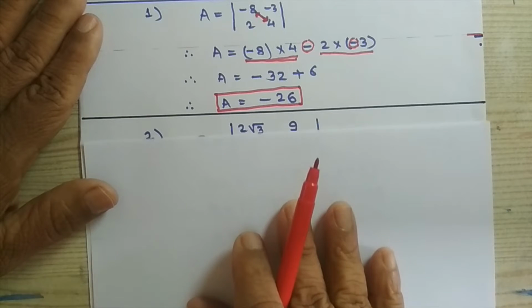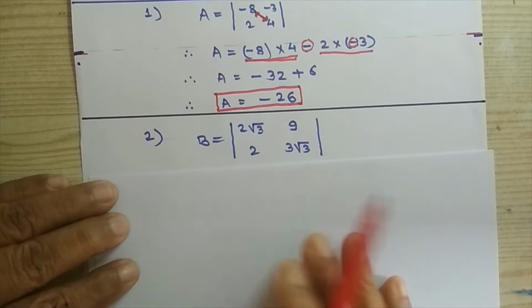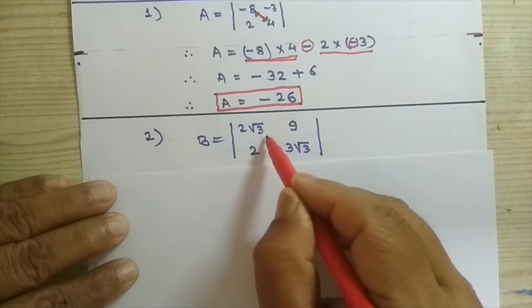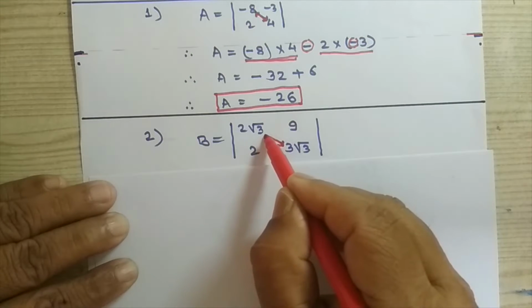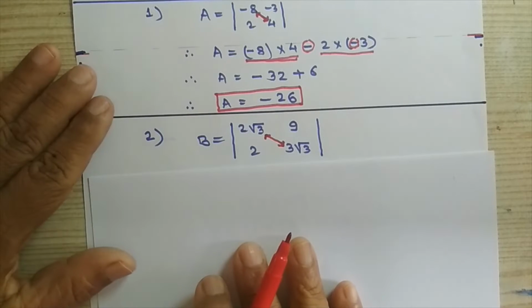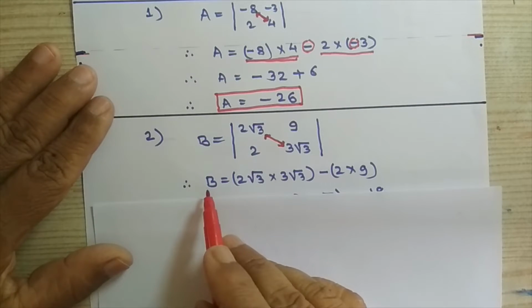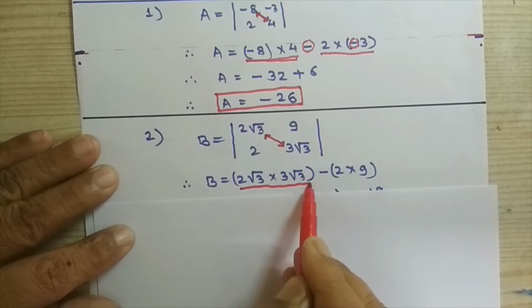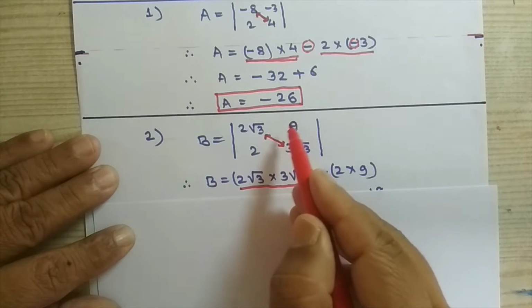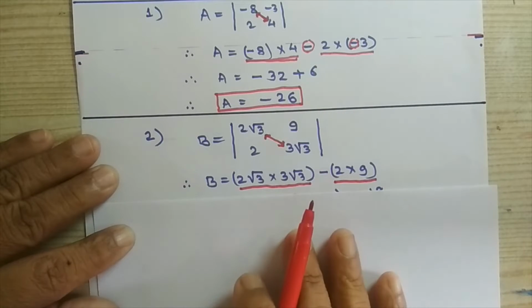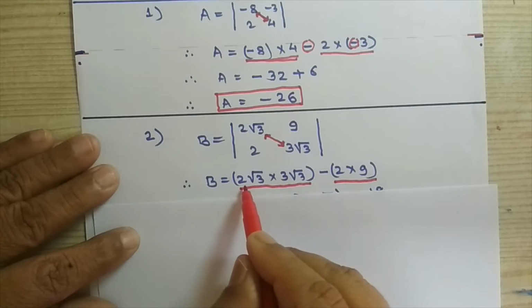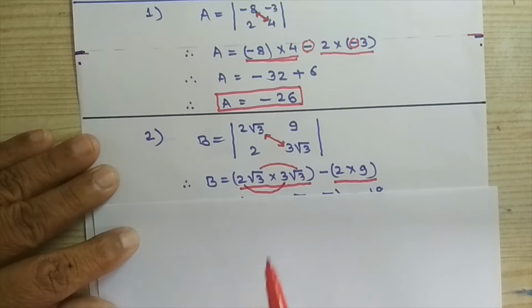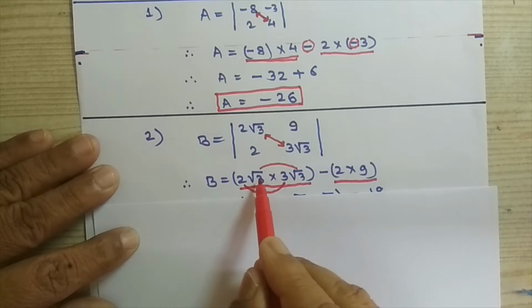We have to take another example. B is equal to 2 root 3, 9, 2, 3 root 3. We have to multiply these two terms first and subtract the remaining one. See here, B is equal to 2 root 3 into 3 root 3. This product first, minus the remaining one, means 2 into 9. We have to multiply these two terms first and next these two. Because the root sign is there, we can't multiply 2 and 3 directly here.